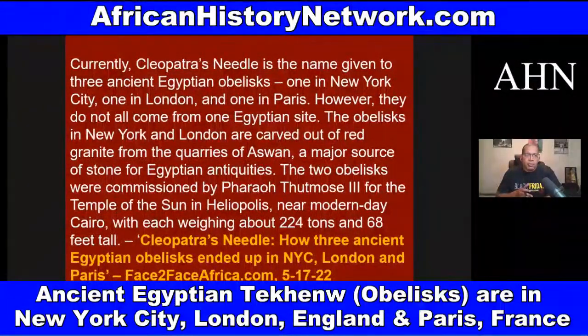The obelisks in New York and London are carved out of red granite from the quarries of Aswan, a major source of stone for Egyptian antiquities. The 2 obelisks were commissioned by Pharaoh Thutmose III for the Temple of the Sun in Heliopolis near modern-day Cairo, with each weighing about 224 tons and 68 feet tall.